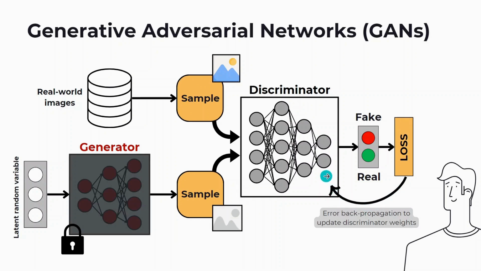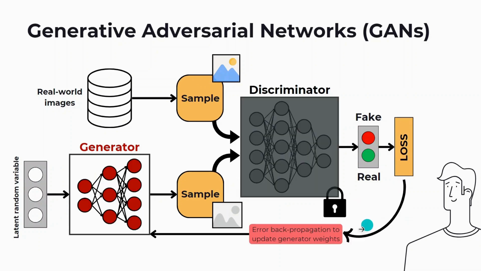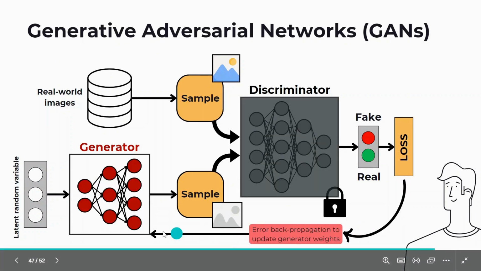After that, the generator model is locked and the error from the loss function is back propagated through the network, where the discriminator weights are updated. Since the generator weights are locked, they remain the same. After this, when the discriminator weights are updated, the discriminator weights are locked and this error is back propagated to the generator model to update the weights of the generator.